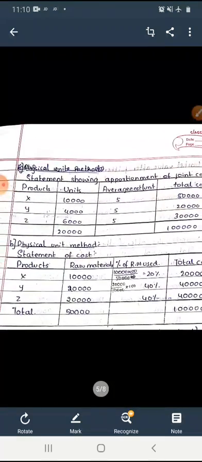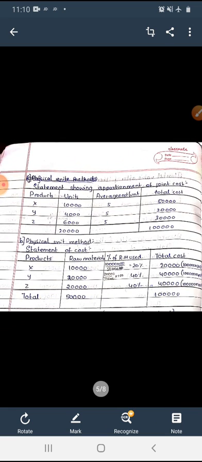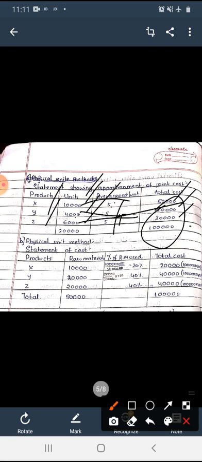Next, the statement showing the apportionment of the joint cost. Products X, Y, Z, units 10,000, 4,000, 6,000, and the average cost per unit is already calculated, rupees 5. Now multiply 10,000 into 5, 4,000 into 5, 6,000 into 5: 50,000, 20,000, 30,000. 1 lakh is the total joint cost. Over. Next is the same as the previous problem, only now we'll see the physical unit method.